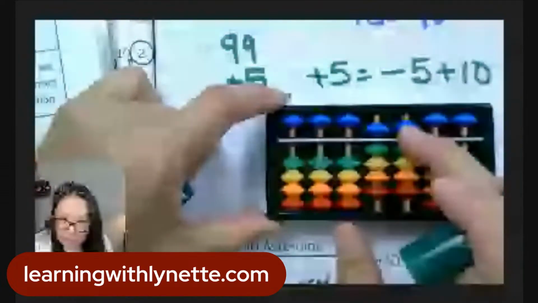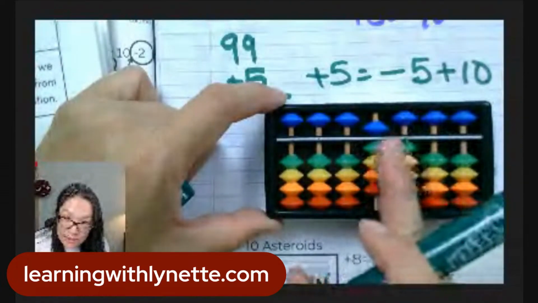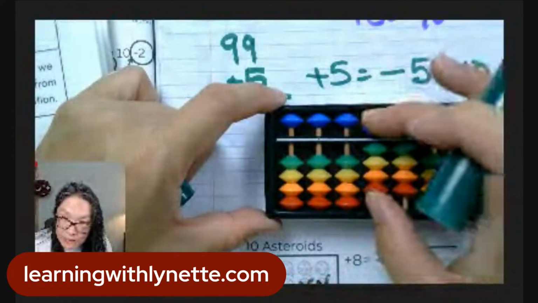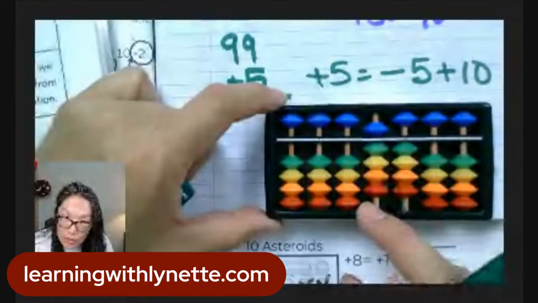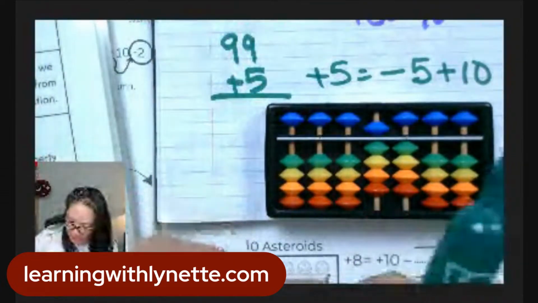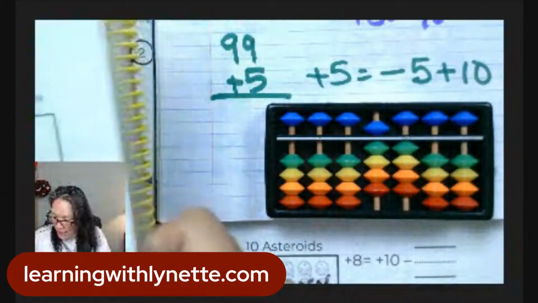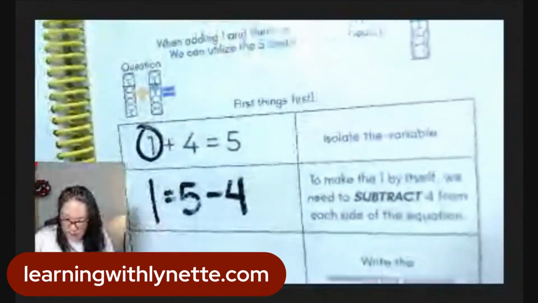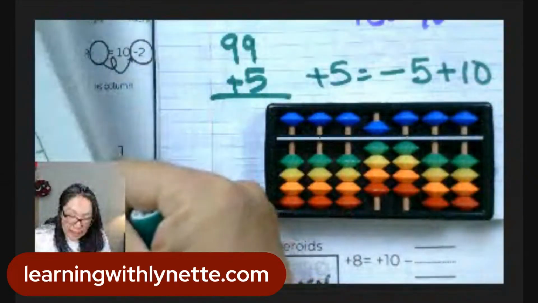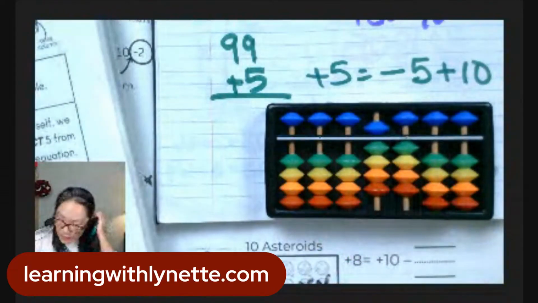So I'm going to minus the 5. And remember, 10 is 0, 1. That's what 10 is, 0, 1. Oh, look, I do not have any more beads to plus the 1. So what are we going to do? Can we plus the 5? Hold on, let me see. Can we add the 5 and minus the 2? Can we add the 5? No, we can't. So what's another way?